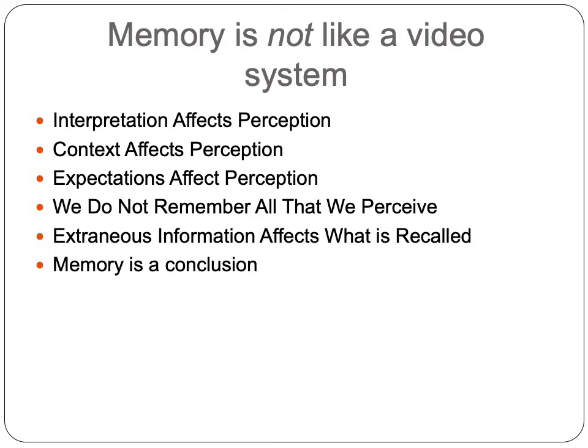We also don't remember all that we perceive, right? So we perceive a lot of sensory stimulus right now. I bet if I were to ask you all to close your eyes right now and say what color the shades are in the room you're in, you probably wouldn't be able to, because you perceive a lot of stuff that you don't actually commit to memory. There's also extraneous information that affects what's recalled as well, right? And so memory is really more of a conclusion than a hard and fast thing, right? There are a lot of things that affect what we remember and what we don't, right?